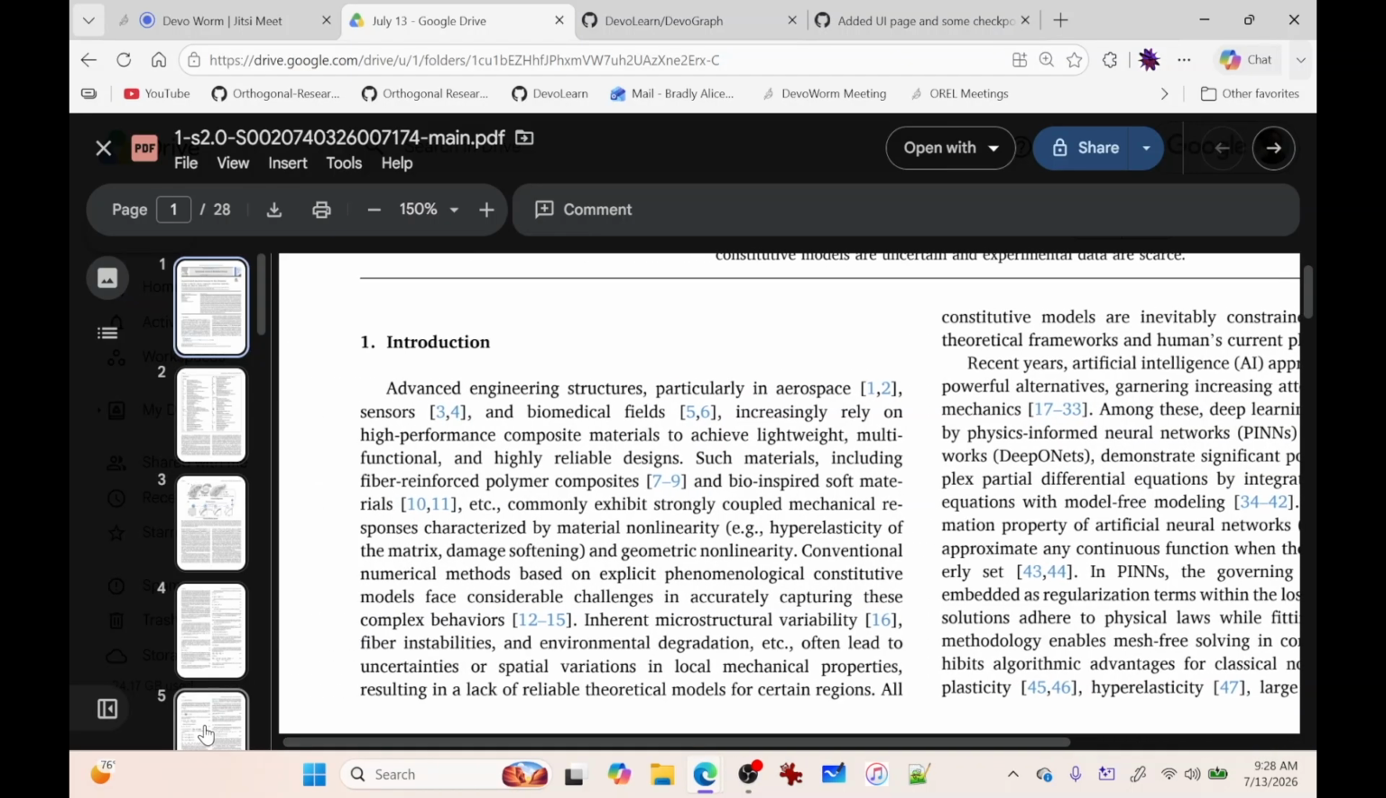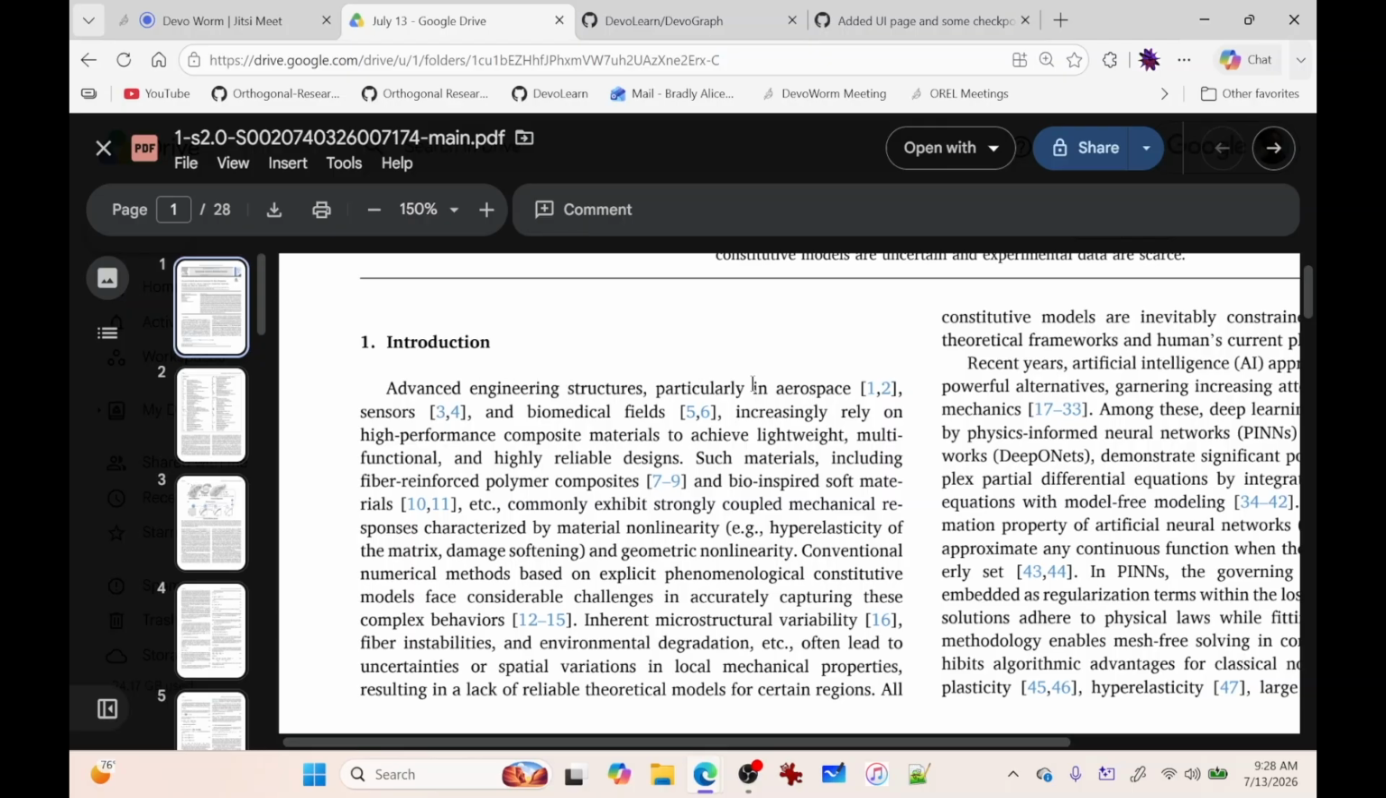So we can improve our models by just looking at the problem, building a classic finite element model and simulating it, but then improving it with data augmentation. So we'll start with the introduction.